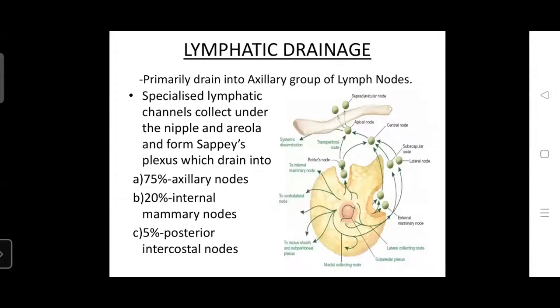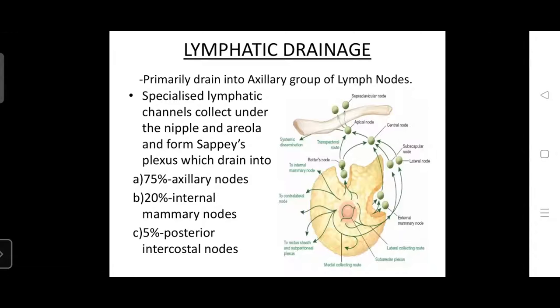And coming to the lymphatic drainage of the breast, the primary lymphatic drainage of the breast is into the axillary group of lymph nodes. The specialized lymphatic channels collect under the nipple and the areola and form the Sappey plexus, which drains mostly into the axillary nodes, accounting for 75% of the total drainage. 20% of the drainage occurs into the internal mammary nodes, and 5% of the drainage occurs into the posterior intercostal nodes. In this schematic diagram, the flow of the lymphatic channels can be seen.